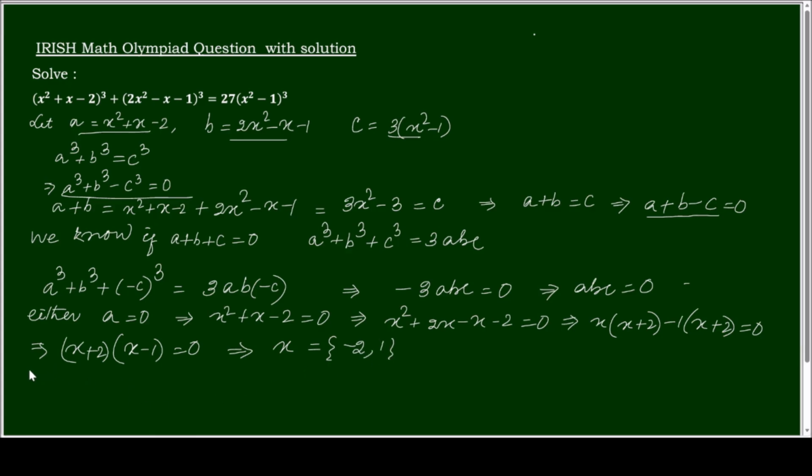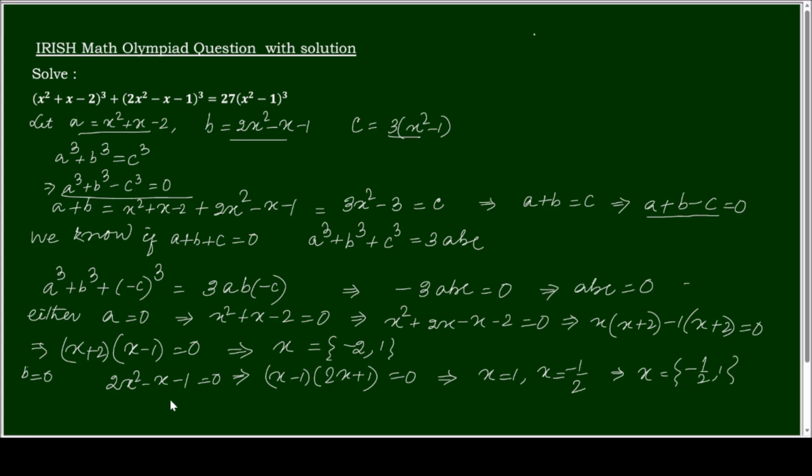Coming to the second case, that is b is 0. That means 2x square minus x minus 1 is 0. This gives us x minus 1 into 2x plus 1 is 0, or x equals 1 and x equals negative half. So from this we are getting x equals minus half and 1.